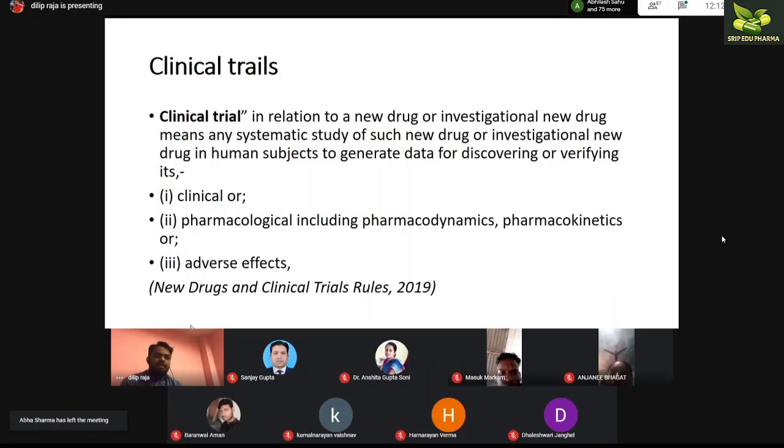And then the clinical trials. Clinical trials, in relation to a new drug or investigational new drug, means any systematic study of such new drug in human subjects to generate data for discovering or verifying its clinical effects or pharmacological effects, including pharmacodynamics and pharmacokinetics, and adverse effects. So we are doing research on humans for discovering or verifying its clinical effect, meaning the action or effectiveness of the drug, the pharmacological activity including pharmacodynamics and pharmacokinetics, which you must be knowing, and the safety of that drug, meaning its adverse effects. This definition is according to the New Drugs and Clinical Trials Rules 2019.